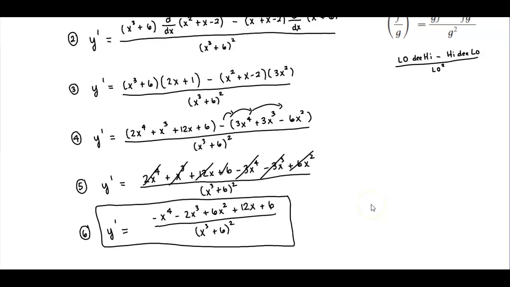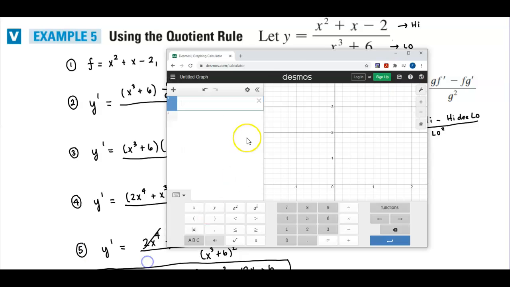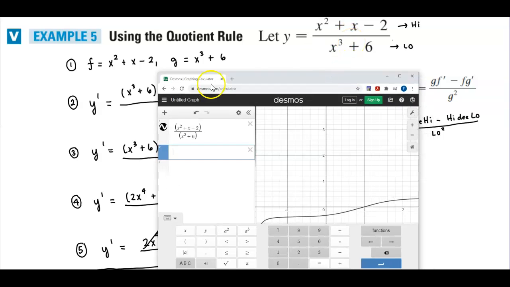Okay, now let's graph our function and our derivative on Desmos. So let's take a look at the function here. The function that we have, the rational function, is parentheses, x squared plus x minus 2, divided by x cubed plus 6. Okay, so there is our function that we were given.